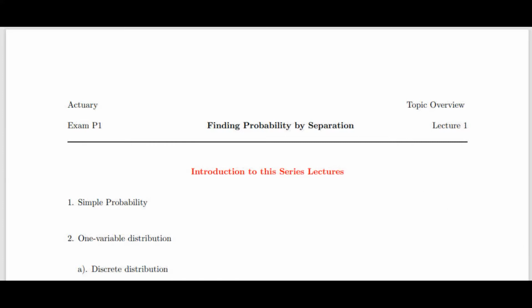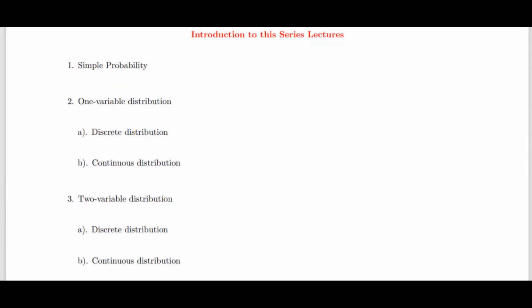So the material for this exam includes three parts. One is finding some simple probabilities, and then we have one variable distributions and two variable distributions. For distribution, we have discrete distribution and continuous distribution, right? So we have one variable discrete distribution, one variable continuous distribution, two variable discrete distribution, and two variable continuous distribution. Those are the topics or materials for this exam.